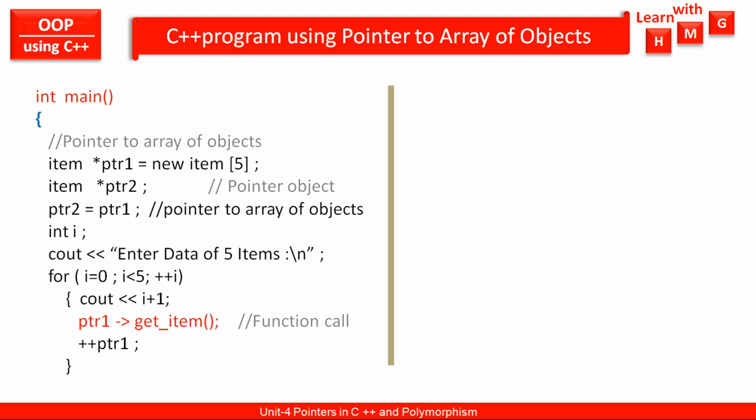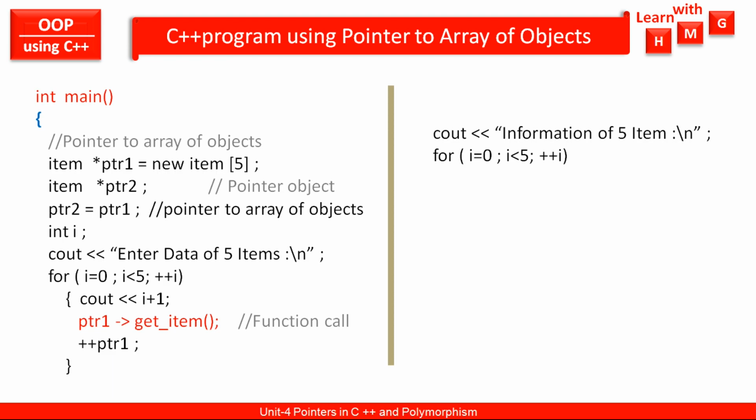So at the end of this loop, ptr1 will have moved from 0 to 4. When the loop is terminated, ptr1 will point to the last element of the array, that is element number 4. Let us perform the output operation for displaying the 5 items. Information of 5 items will be displayed.